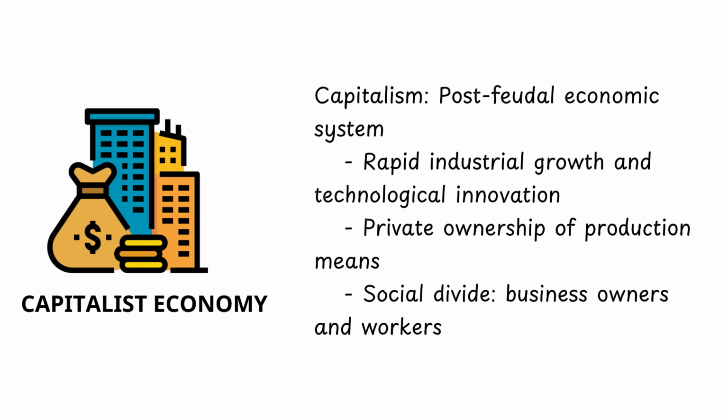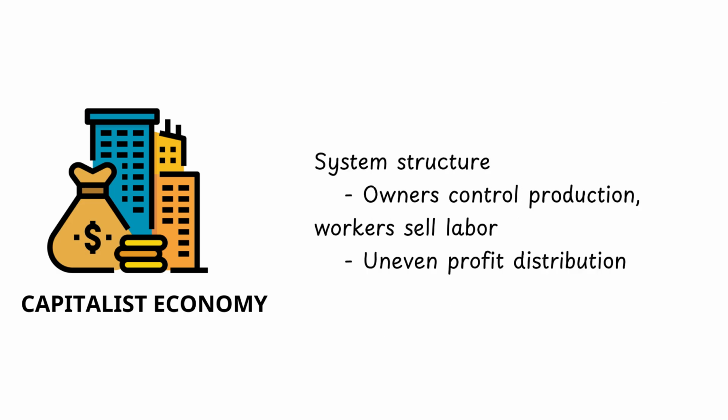This era sees a boom in industry and tech advances. It also creates a clear social divide, with 2 main groups emerging, business owners and workers. In the capitalist system, business owners control the means of production. Workers don't own these resources and must work for business owners to earn a living. This setup creates an uneven relationship. Business owners gain extra value from workers' efforts, which they keep as profit.